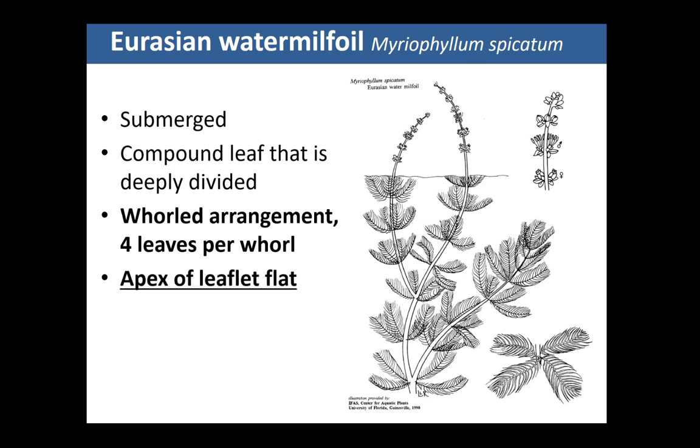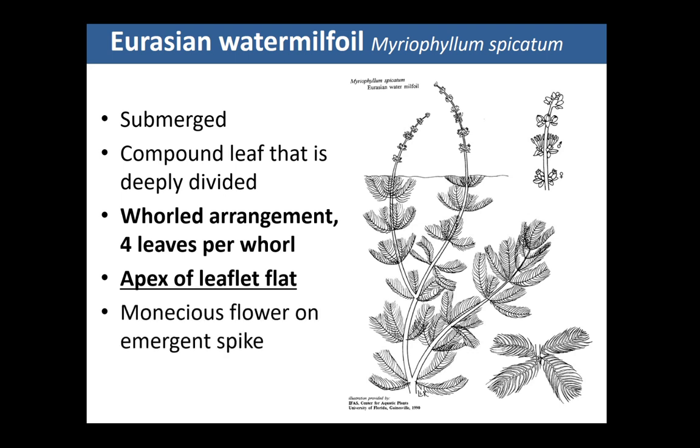Another characteristic we didn't go over specifically is how the tip of the leaf looks. For milfoil, the apex or the tip of the leaf is flat. When you look at this picture down here on the bottom right, see how the tip of the leaf is perfectly flat, like someone took a pair of scissors and just trimmed the leaf? That is a very, very important characteristic to recognize for Eurasian water milfoil.